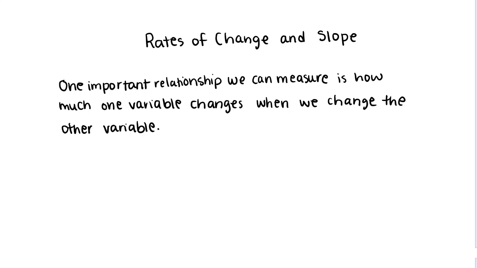And one important relationship that we can measure that I'd like to introduce today is how much one variable changes when we change the other variable. So this idea is called a rate of change. Measuring how much one variable changes as we change the other variable, this idea is called a rate of change. I'll get a little bit more specific with this in just a moment, but let's first go over a very explicit example to motivate this idea.